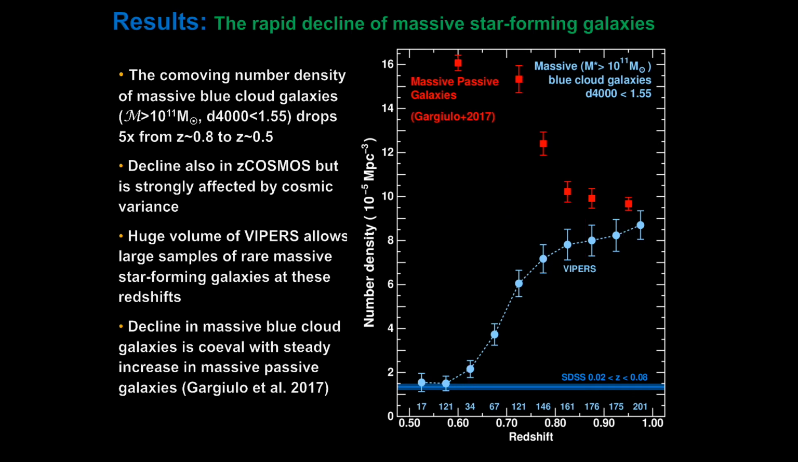What happens to this population of massive star-forming galaxies that disappears between z of 0.8 and 0.5? The only possible outcome is that they are being quenched and become massive passive galaxies. This is confirmed by comparison to the number density of massive passive galaxies, shown here by the red squares, taken from Gargiulo et al. 2017. The decline in massive blue cloud galaxies is mirrored by a coeval increase in the number density of massive passive galaxies.